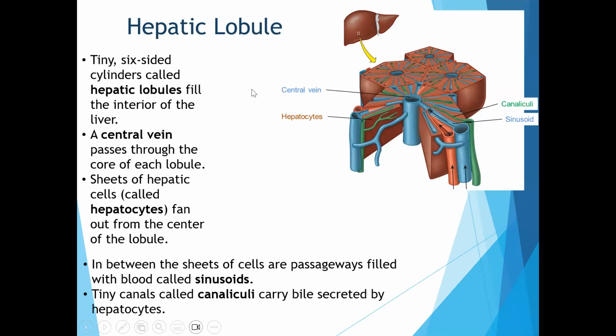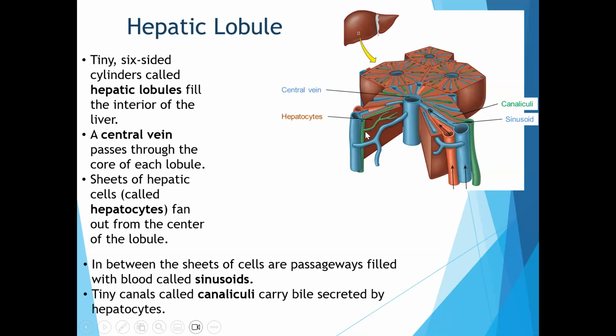Okay, so this is a zoomed in view of a hepatic lobule, or a functional unit of the liver. They're 6-sided cylinders called hepatic lobules, and they fill the interior of our liver. There's a central vein here that passes through the core of each lobule. Then you have sheets of hepatic cells, so not just one hepatocyte. This is a whole sheet of hepatocytes, or liver cells, that fan out from the lobule.